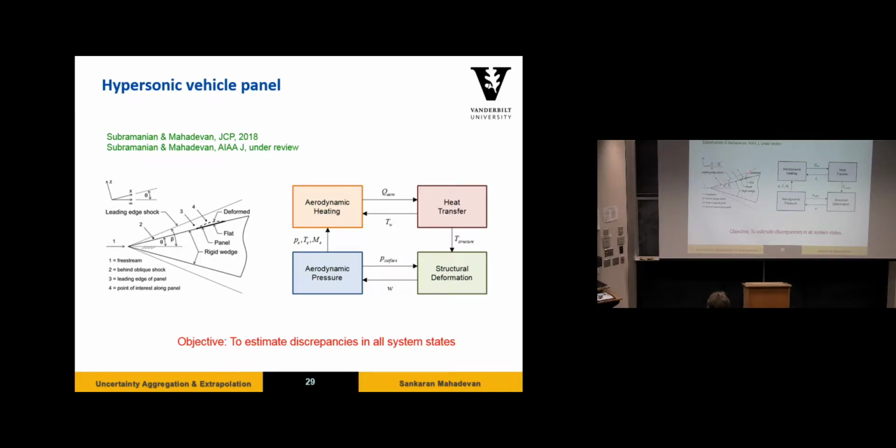For the hypersonic panel example, you actually have four disciplinary models: aerodynamic heating and heat transfer, structural deformation, and aerodynamic pressure. These are coupled models evolving in time. And there are model errors in different models. So you want to assess those model form errors, and then use that for propagating.